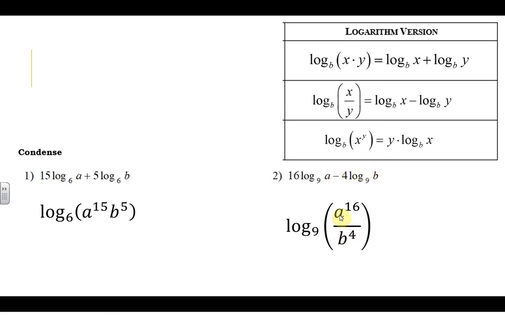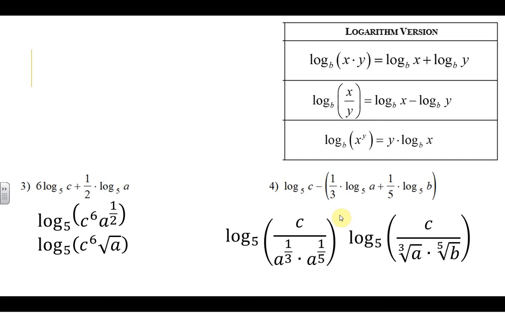So that's condensing. Here's another one to condense some more. Again, addition is going to turn into multiplication. And then we see that 1/2, which we talked about in the prior example, knowing that that's a square root. You'll get full credit if you write a to the 1/2, but it's like you really know what you're doing if you write it with the square root.